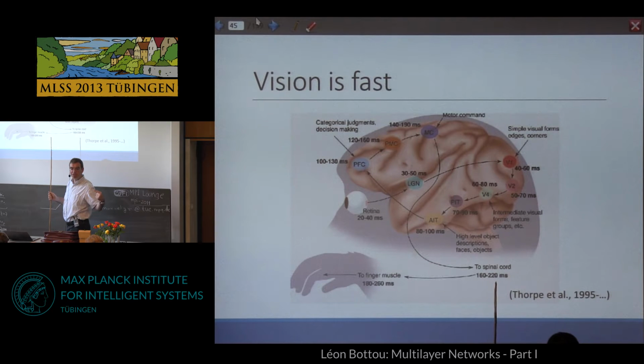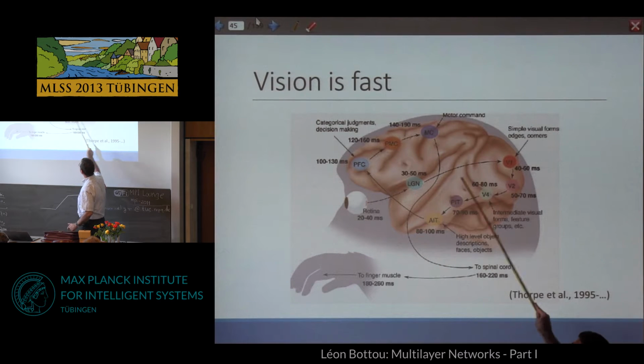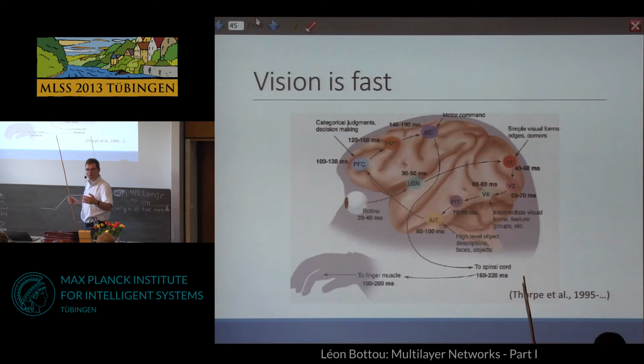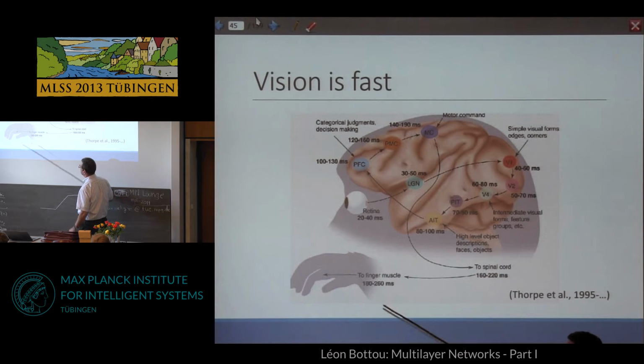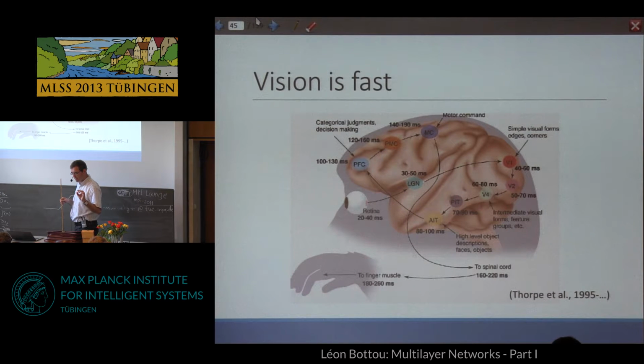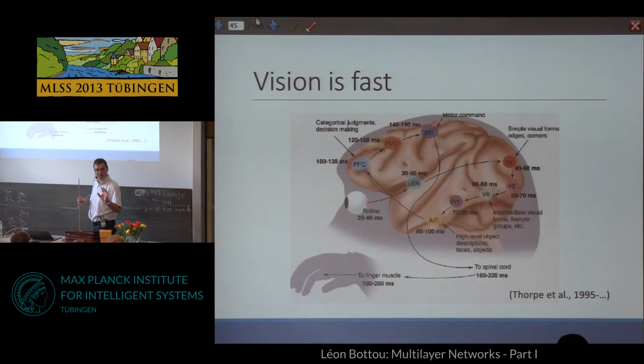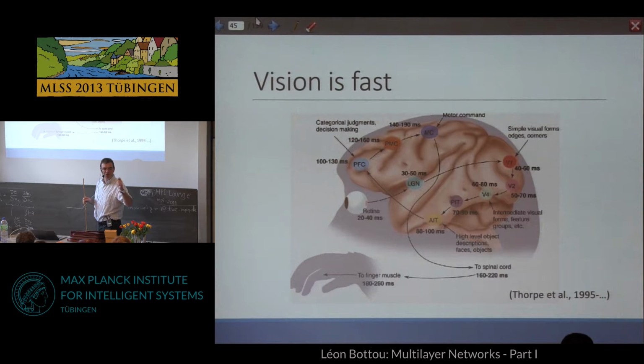Now remember that crossing one neuron takes 10 milliseconds. All this was done by crossing about 10 neurons. There's no time to loop, no time for backtracking, no time for anything. It's completely feed-forward. And if you continue, there are going to be category judgment, decision-making, motor commands to spinal cord, to finger muscle, 26 neurons. We go very fast. Given the speed of computation of our neurons, there is no way to go back and forth. Just completely feed-forward.